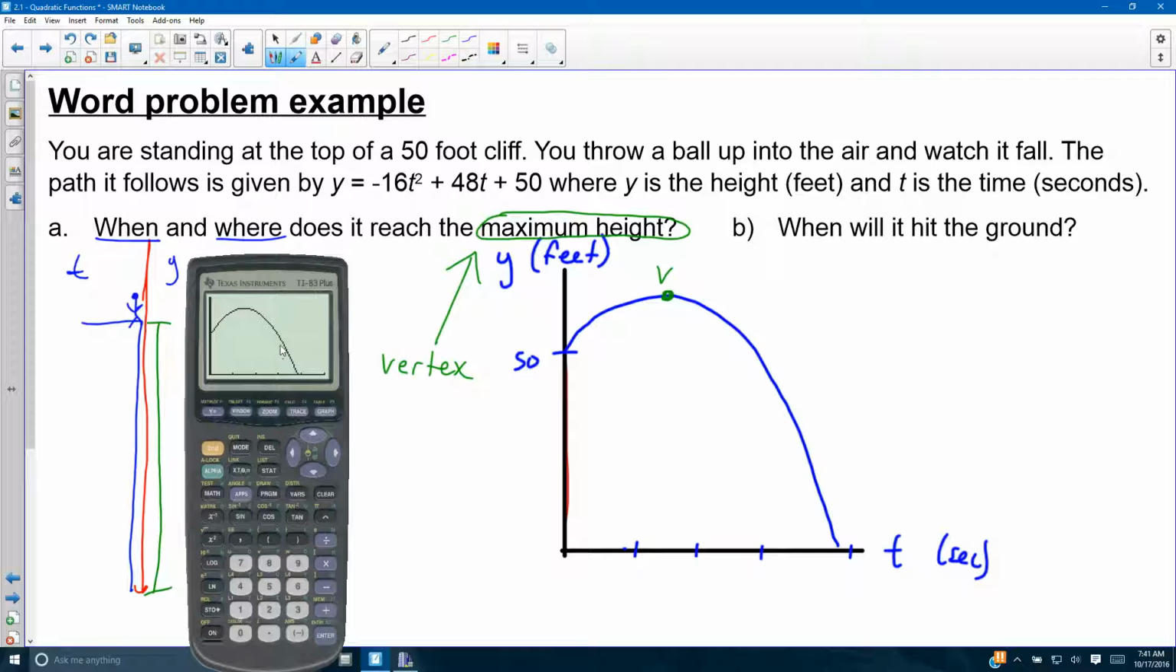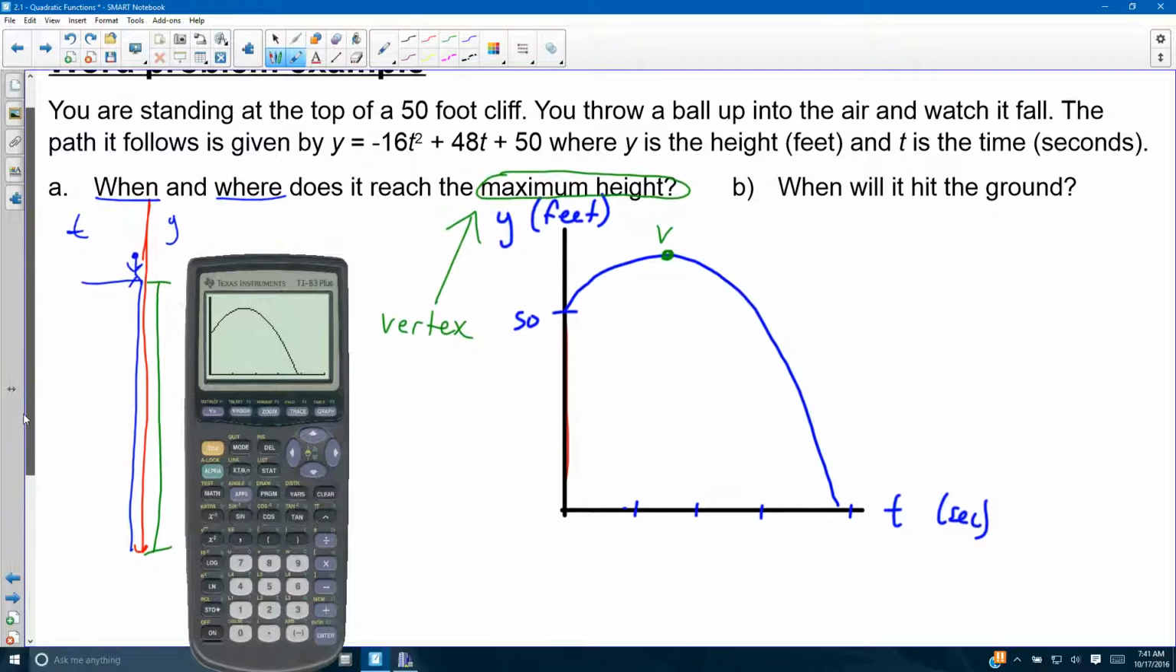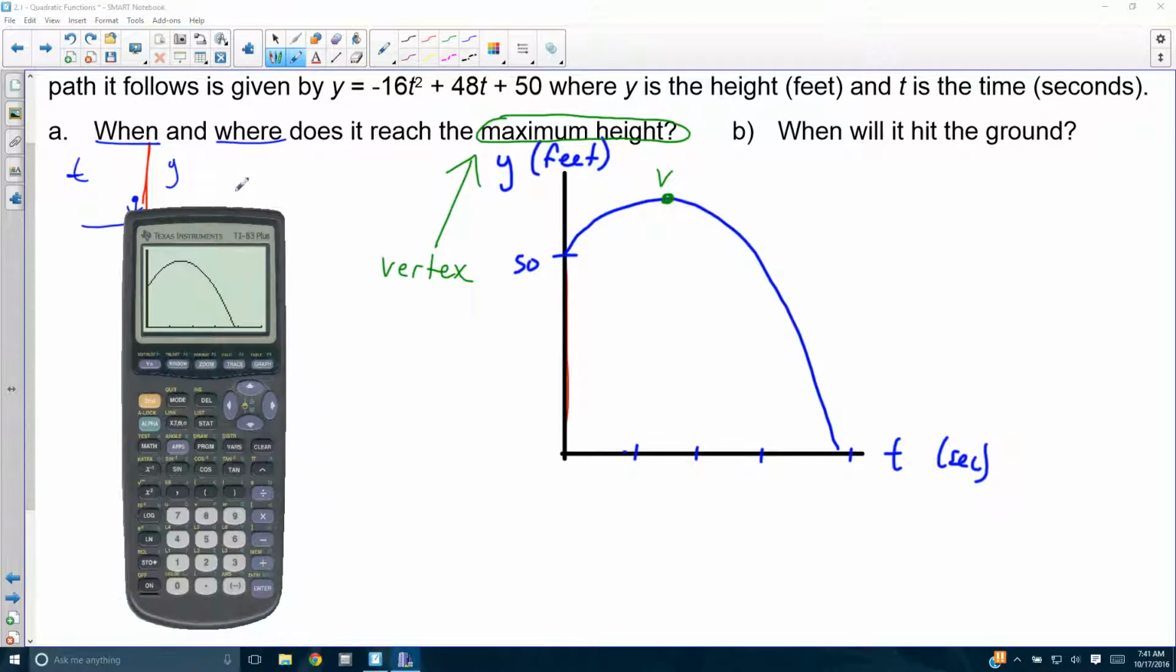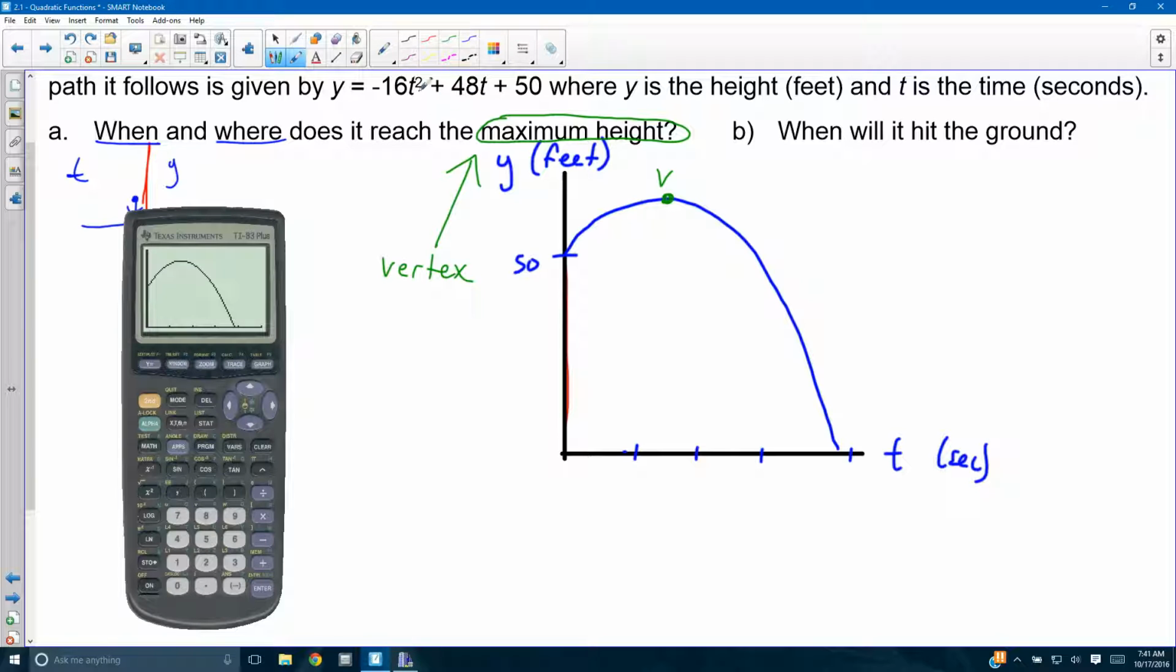I can do that with the graphing calculator, but if you want to do it by hand, we can do one of two ways. We can either solve by completing the square, or do negative b over 2a because I'm already in standard form. My t value for negative b over 2a will be negative 48 over 2 times negative 16, which is negative 48 over negative 32, which is positive 1.5, right?